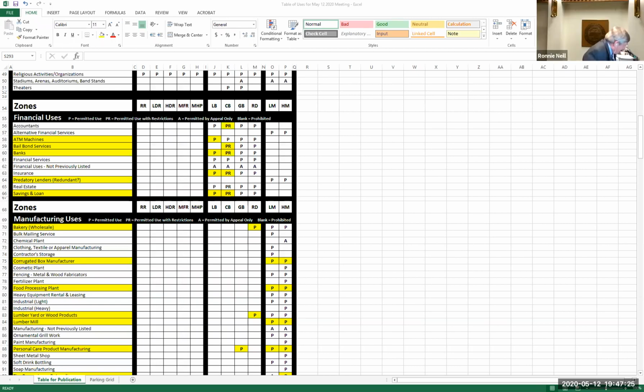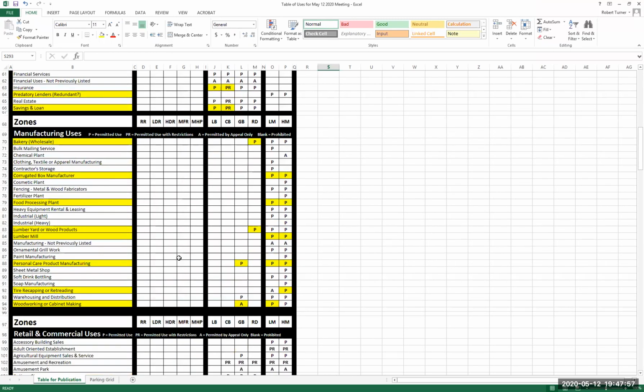Well, but we have industrial light and industrial heavy listed as uses. Yeah, this looks like, once again, saying industrial light is permitted in light manufacturing and heavy manufacturing, but industrial heavy is only permitted in heavy manufacturing. That's what you're saying. Yeah, if it's going to be a use, then those should be clearly defined in the definitions. I'm not sure why you have those listed there, to tell you the truth.